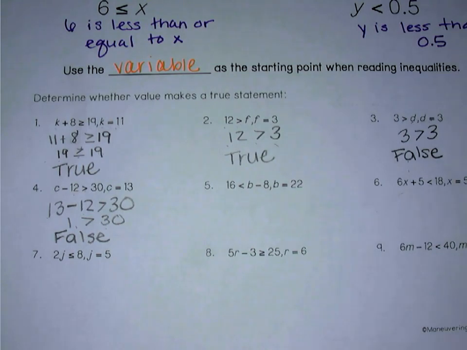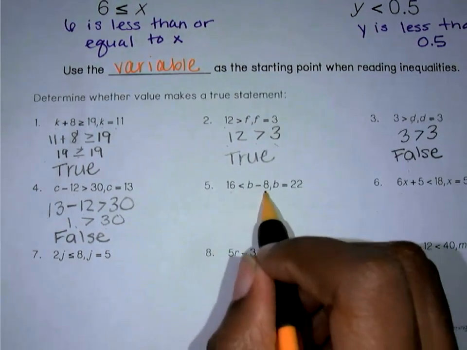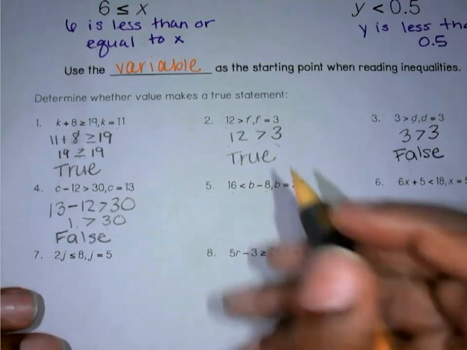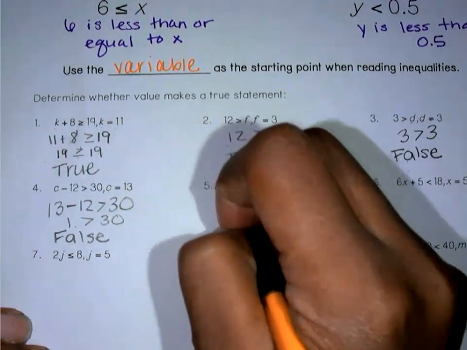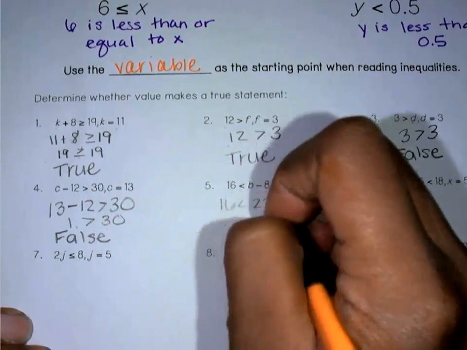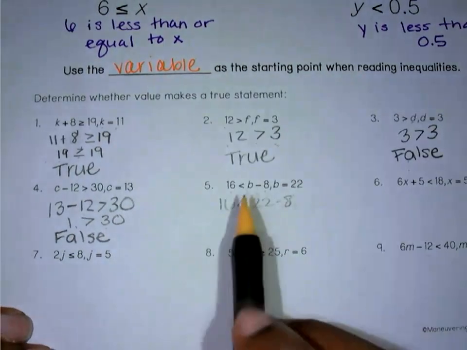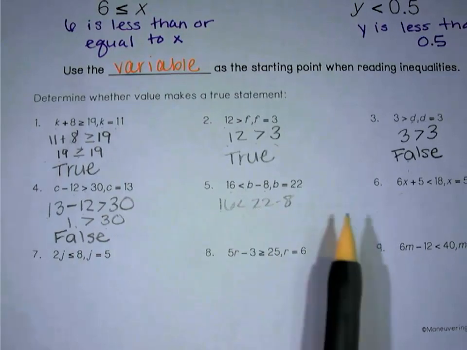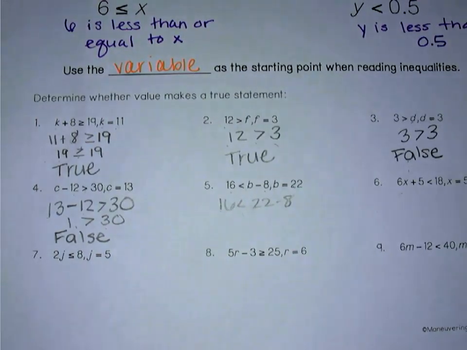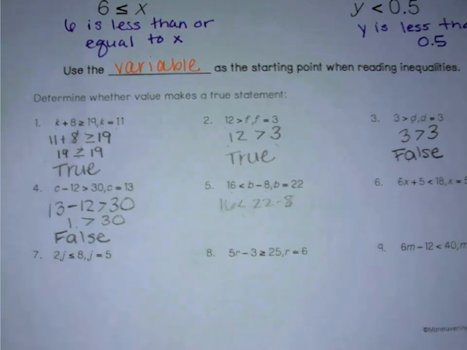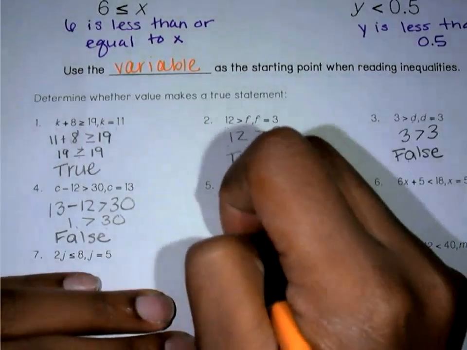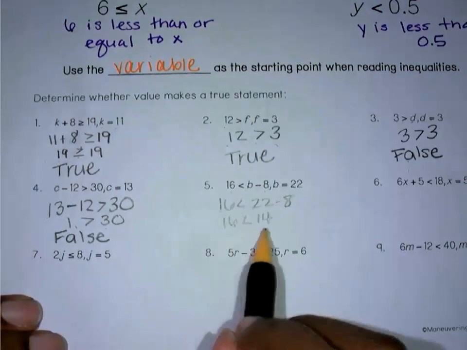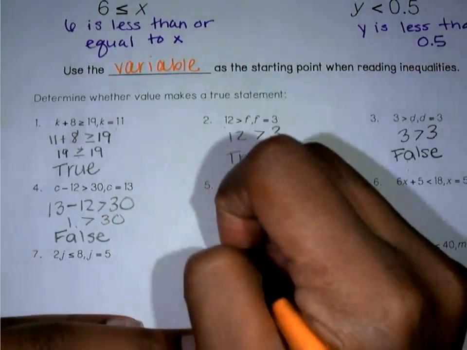All right. For number 5, you have 16 is less than b minus 8 when b is 22. So rewrite your sentence with the b in there, and b now is 22 minus 8. You need to solve what is 22 minus 8, and when you get 22 minus 8, let's see, Miss Scott's brain is not functioning. It's 14. So is 16 less than 14? No, that is false.